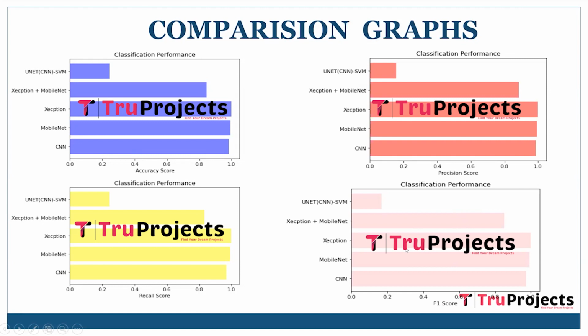F1 score is the harmonic mean of precision and recall, offering a balanced measure that considers both false positives and false negatives, making it suitable for imbalanced datasets.